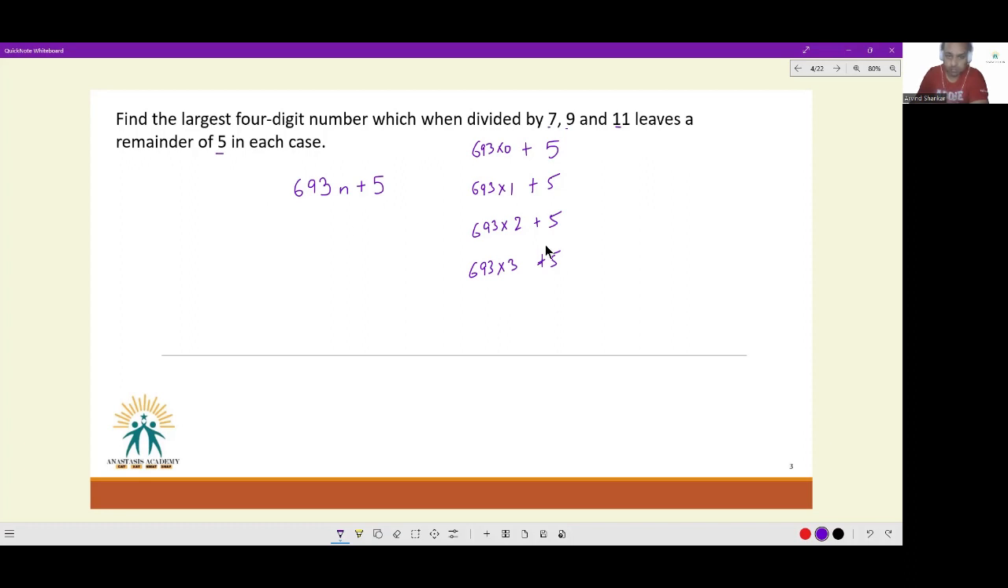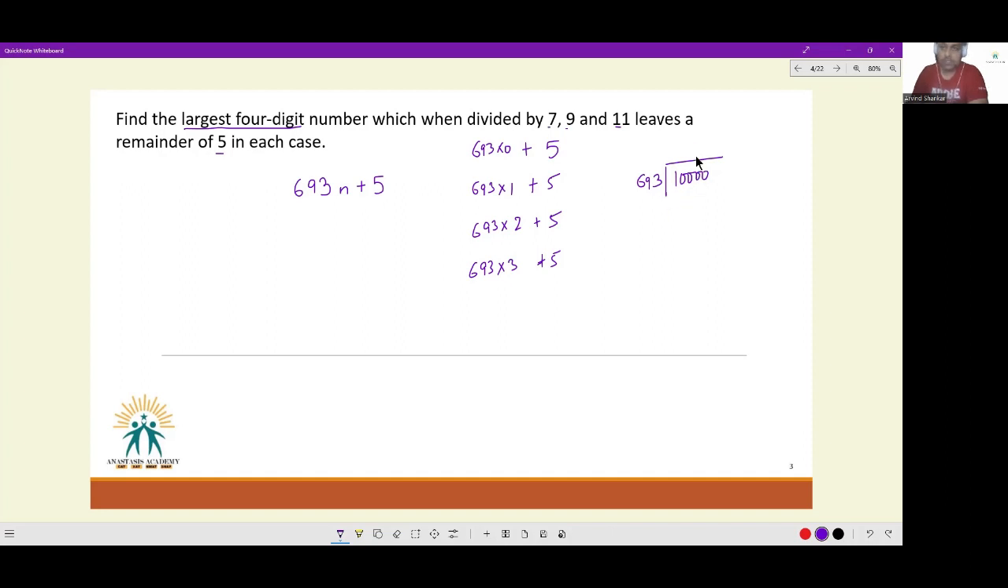But the question, if I go down this path, getting to the largest 4-digit number is going to be very cumbersome. So instead, what we should be doing is, take the smallest 5-digit number. The smallest 5-digit number is 10,000. And divide this by 693.